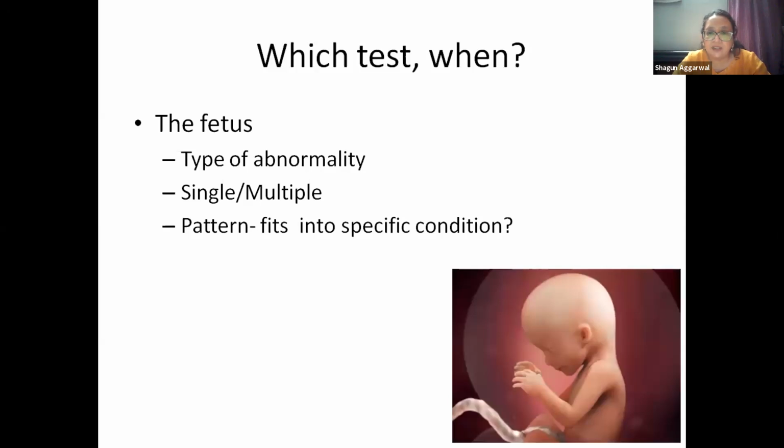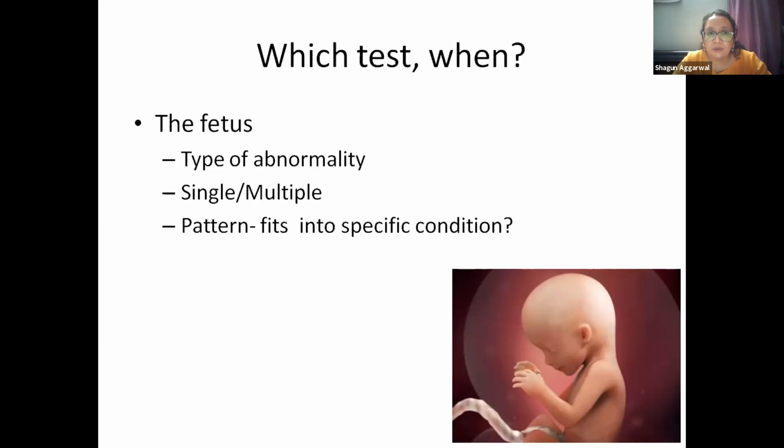First we look at the fetus. What kind of abnormality are we looking at? Suppose you have duodenal atresia. Duodenal atresia is usually associated with cytogenetic abnormality, Down syndrome being the most common. So there you would offer a karyotype or a microarray rather than an exome as a first go. Whereas if you're looking at echogenic cystic kidneys, it's more likely to be a single gene disorder. So better to do an exome right away rather than waiting for a cytogenetic report to come in.